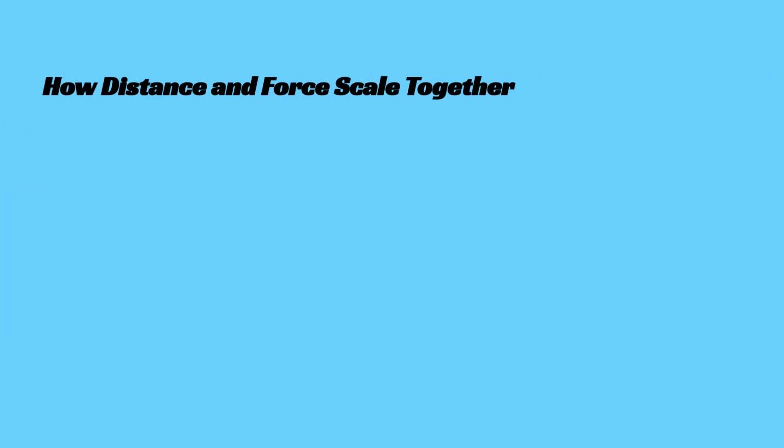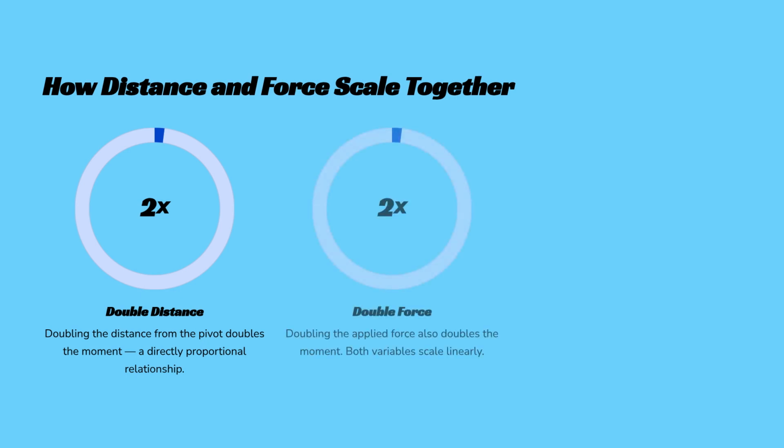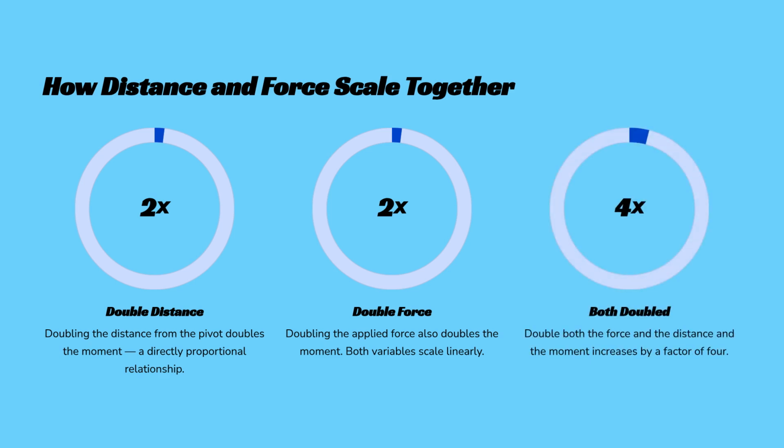Let's look at how distance and force scale together. Doubling the distance from the pivot doubles the moment. Similarly, doubling the applied force doubles the moment. Double both, and the moment increases by a factor of 4.